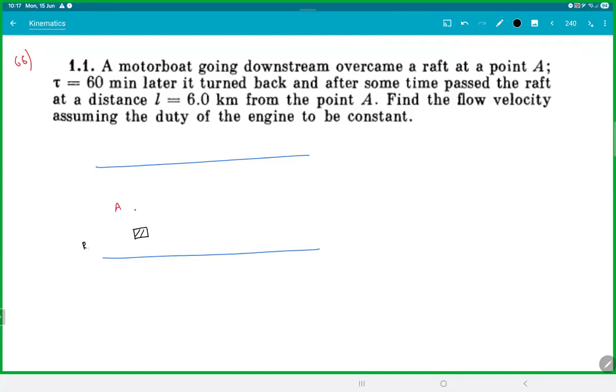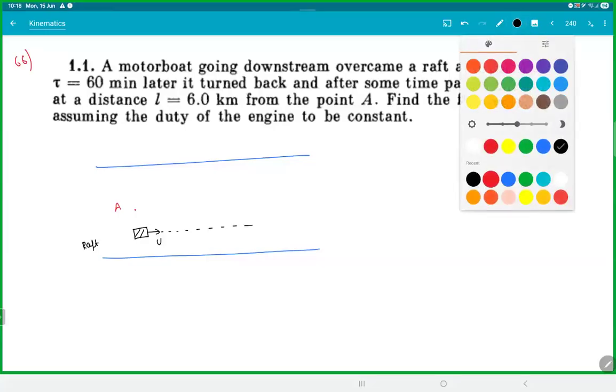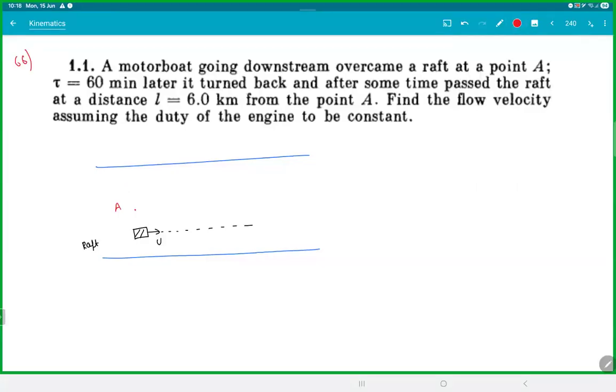So what will the wooden piece do? It will just go with the speed of the river. It will just keep on going. It doesn't care. But now what you did, you came with a boat, and you started going down the stream. So you saw this plank at point A. Since you're going down the stream, your speed must be v plus u. You started going straight, and this is time t equal to 0. You did this for time t equal to 1 hour or 60 minutes.